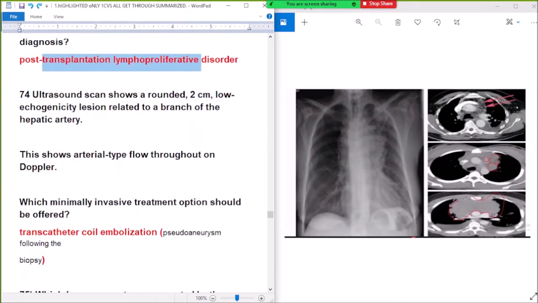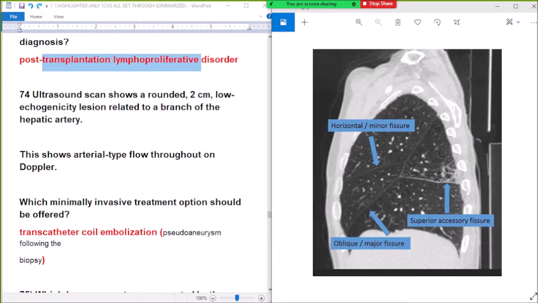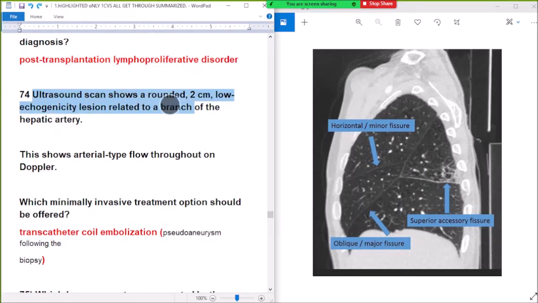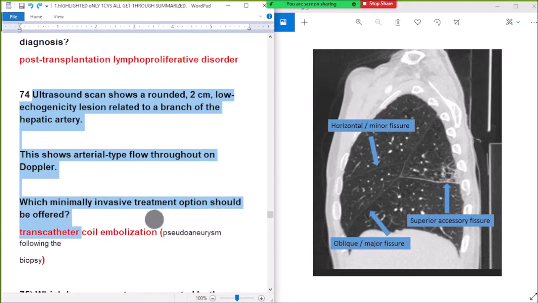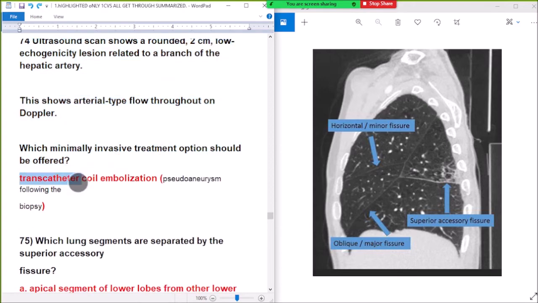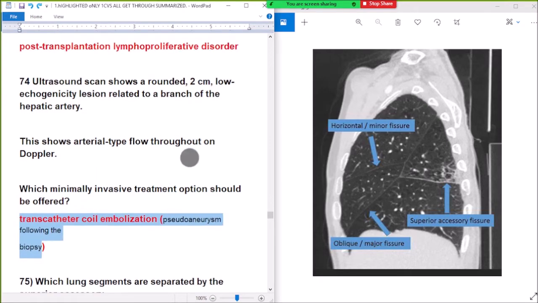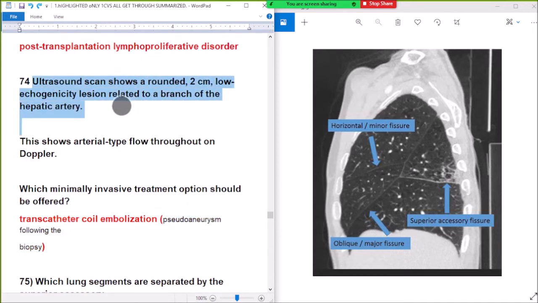Question 74. Ultrasound scan shows a rounded 2 cm low echo-density lesion adjacent to a branch of the hepatic artery. There was arterial type flow throughout on Doppler. Which minimally invasive treatment option should be offered? Transcatheter coil embolization, because ultrasound scan shows a 2 cm low echo lesion adjacent to a branch of the hepatic artery.